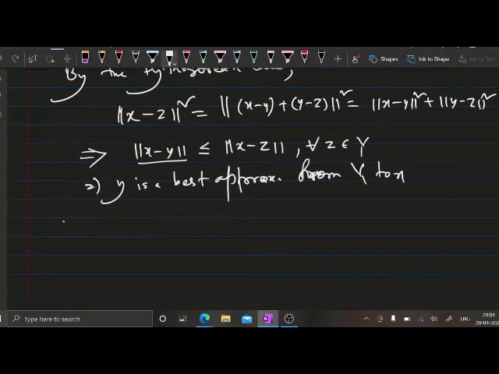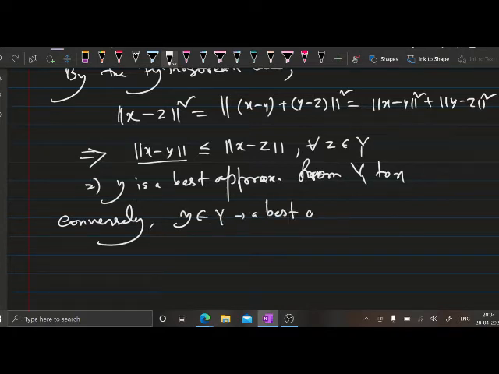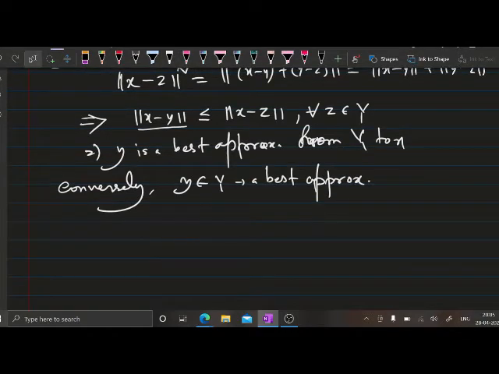Now conversely, suppose that small y is a best approximation. Now our claim is that x minus y is orthogonal to capital Y.